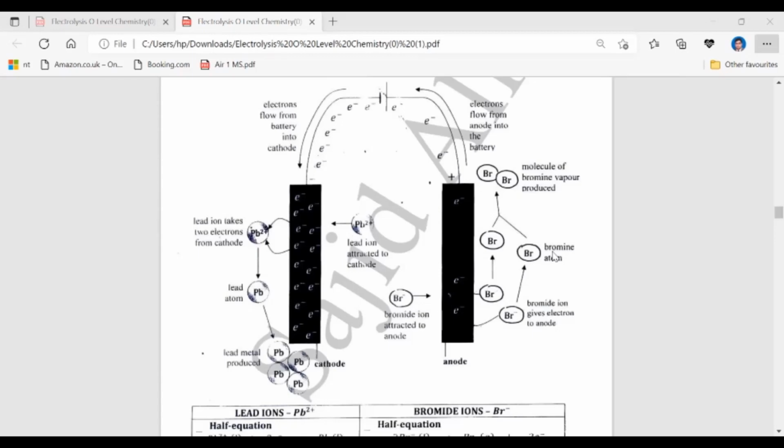Whereas bromide ions, being negatively charged, will move towards the anode, and they already have extra electrons. They are negative ions, so they will lose electrons at the anode and change into bromine atoms. And you know, bromine atoms cannot exist in atomic form, so they combine to make bromine molecules. Bromine molecules are released as bromine vapors or bromine gas, which is brown in color. In this way, we have broken down this compound into its elements.